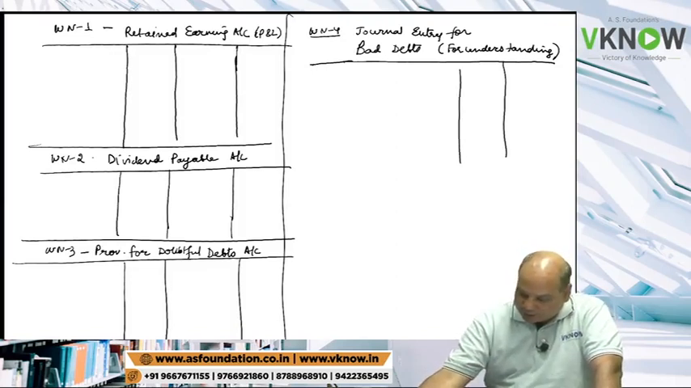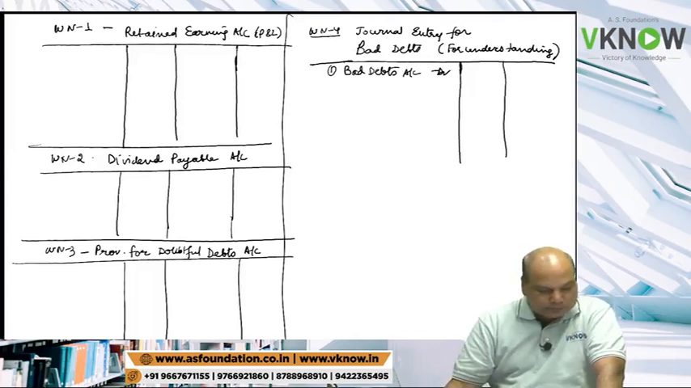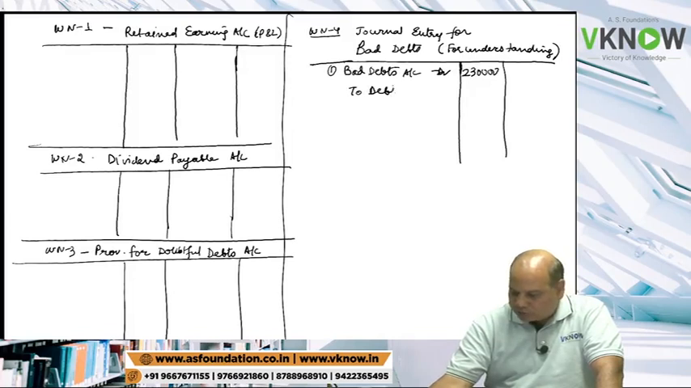So, what are the entries I had passed? First entry was bad debts account debit. Bad debts was how much? 2,30,000, to debtors account, 2,30,000.